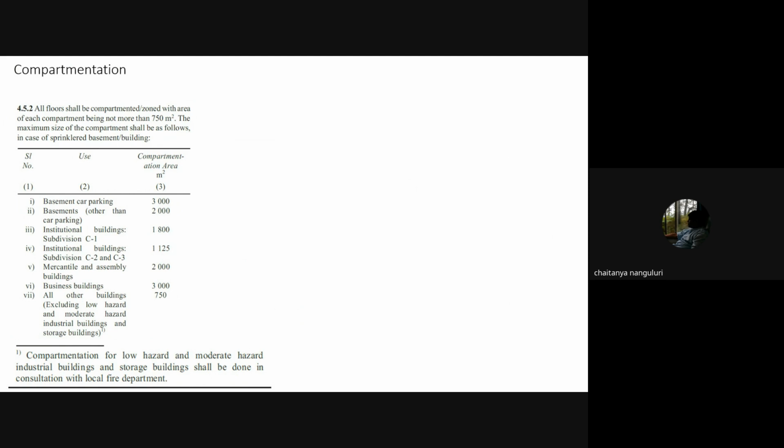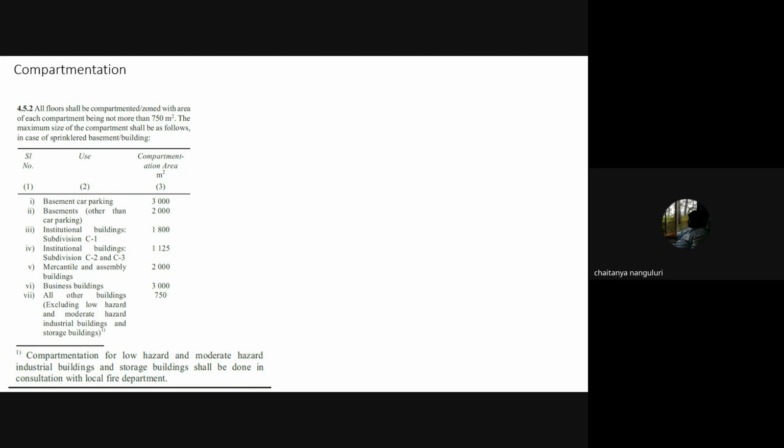For example, for basements of car parks it is 3000 square meters. For basements used for purposes other than car parking, it is 2000 square meters. For institutional buildings, 1800. Mercantile buildings, 2. Business buildings, 3000. According to the type of building, you have this compartmentalization. If the area is more than that, it's mandatory to go for water compartment, like a water curtain system.